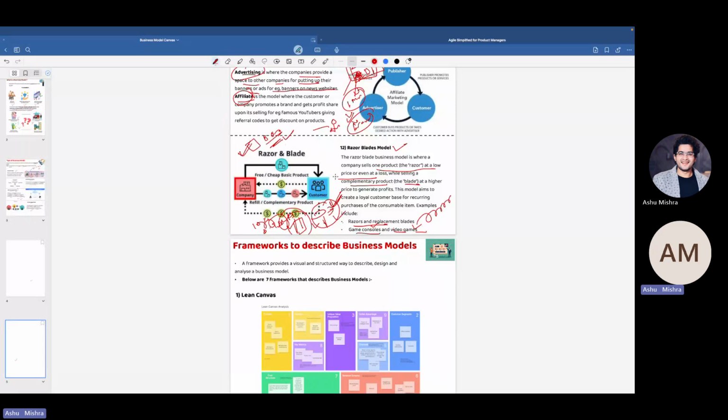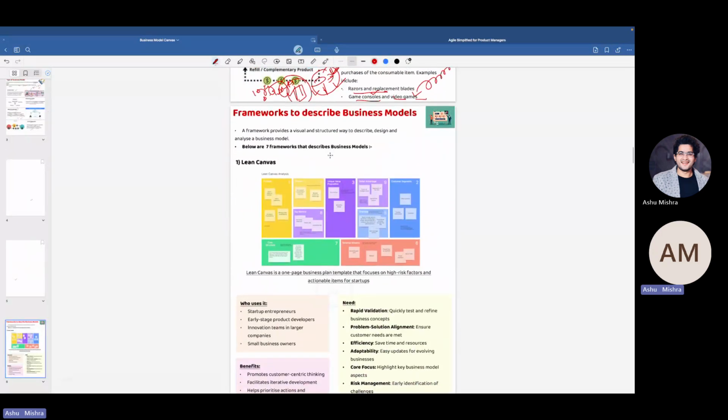So now till here, guys, we have gone through what a business model is and what the different types of business models are that organizations use. So next is how and what are the frameworks that describe this business model. Now, why is there a need for a framework, guys? So what a framework does is it provides a visual and structured way to describe, design, and analyze a business model. So you cannot just go to any investor or pitch your ideas using just words or jargon.